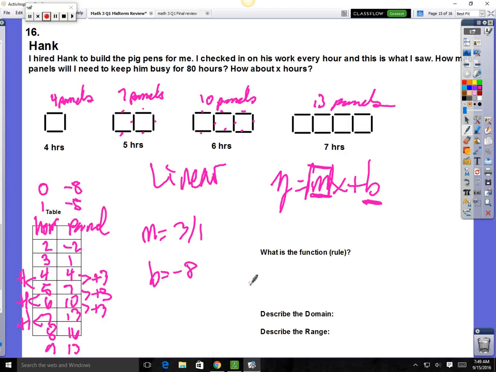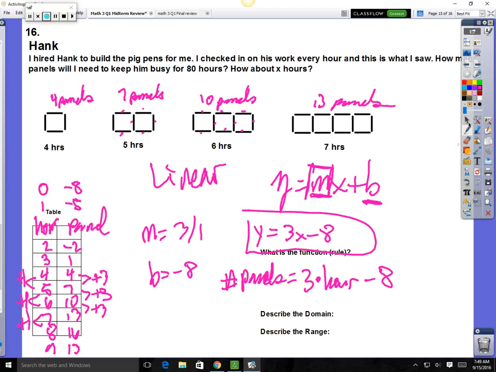So your function is the number of panels is equal to 3 times the hour minus 8, or it's y equals 3x minus 8.